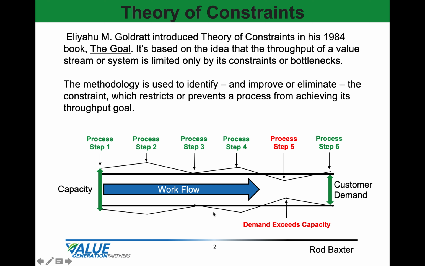If you look at the image here, we have customer demand, and that's indicated by the straight black lines. We have capacity, indicated by the width of each process step, and the workflow. And you'll notice process step 5 is constrained below the customer demand. This is where we would focus our efforts. If we could improve process 5 to equal the customer demand, every other process would be capable. That's what we're trying to do in the theory of constraints.